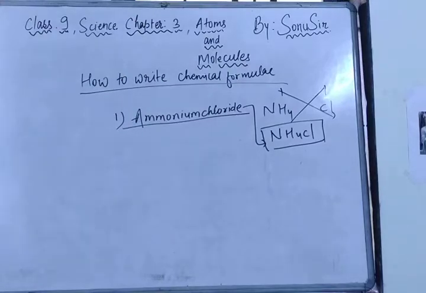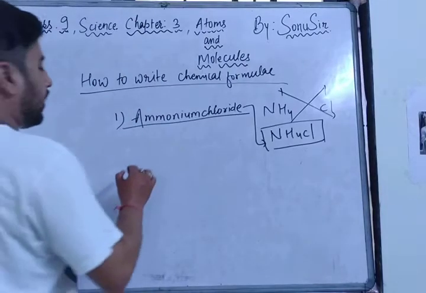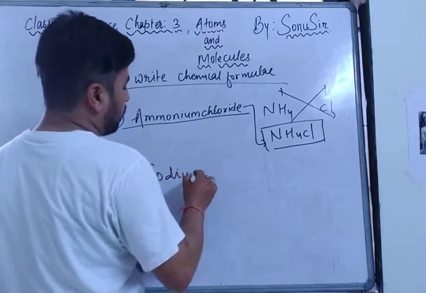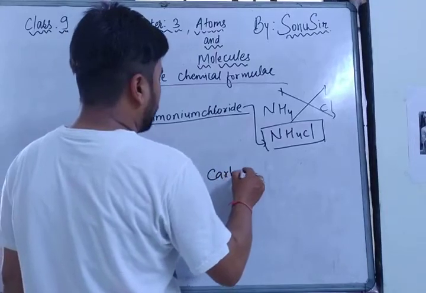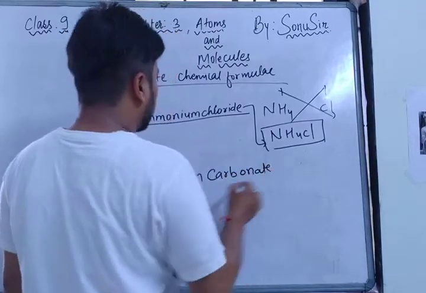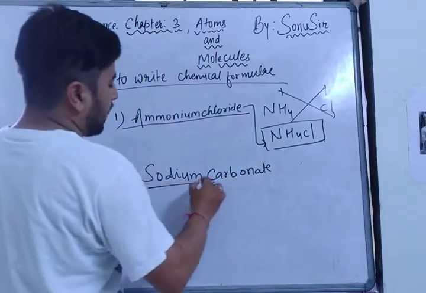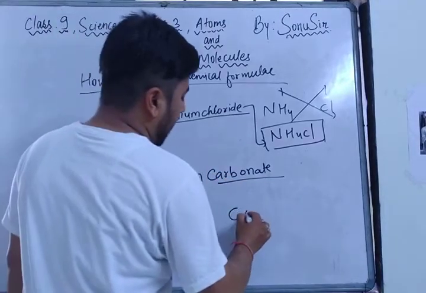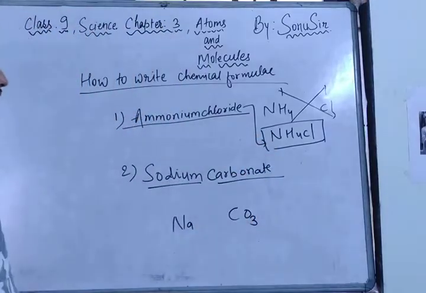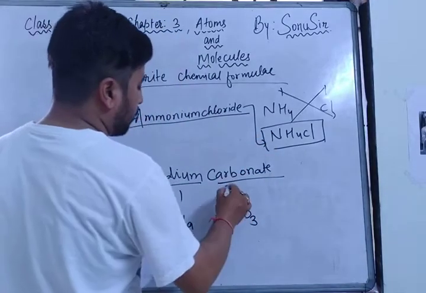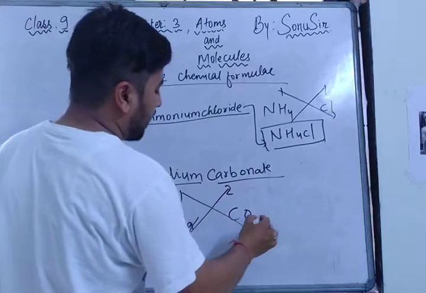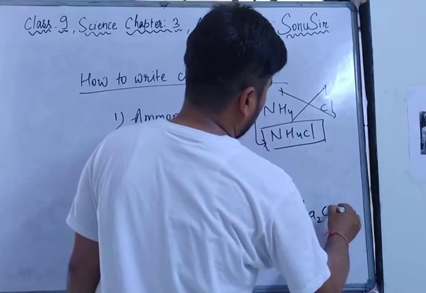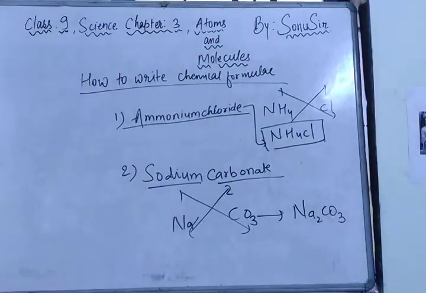Then he said, sir, it's very easy. Then I asked him, can you tell me the formula of sodium carbonate? He said, sir, I don't know. I told him, beta, first of all you have to divide the name into two parts, sodium and carbonate. Write sodium here and carbonate here. What is the valency of sodium? 1. Carbonate is 2. So 2 will come here, 1 will go there. What will be the chemical formula? Na2CO3. Then he was shocked, sir, these are very easy.